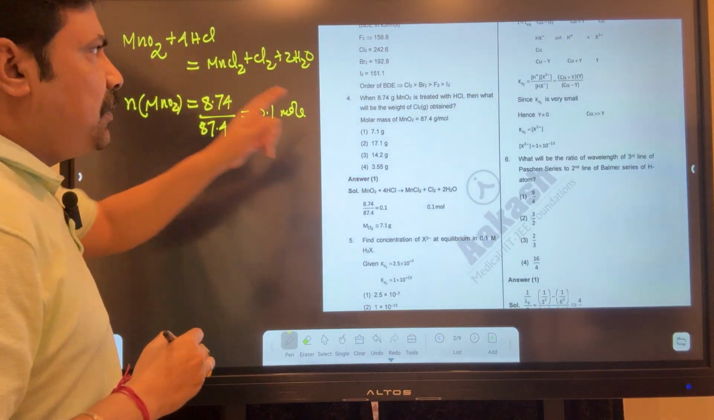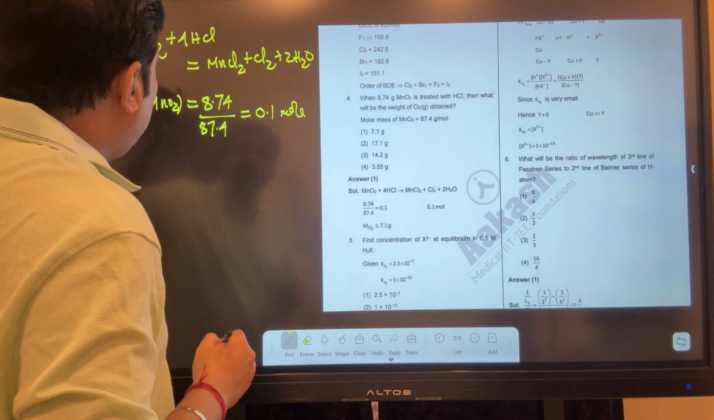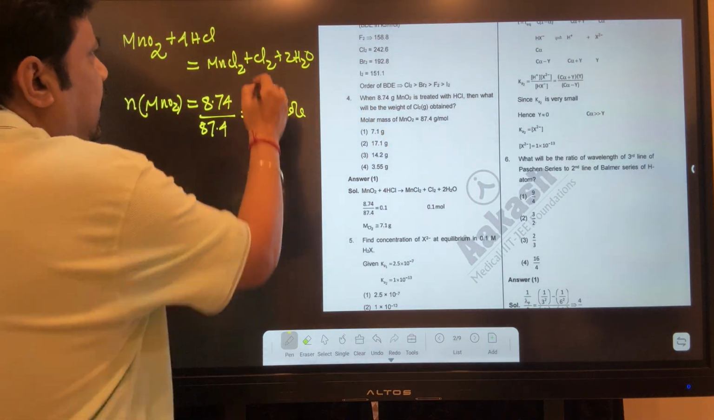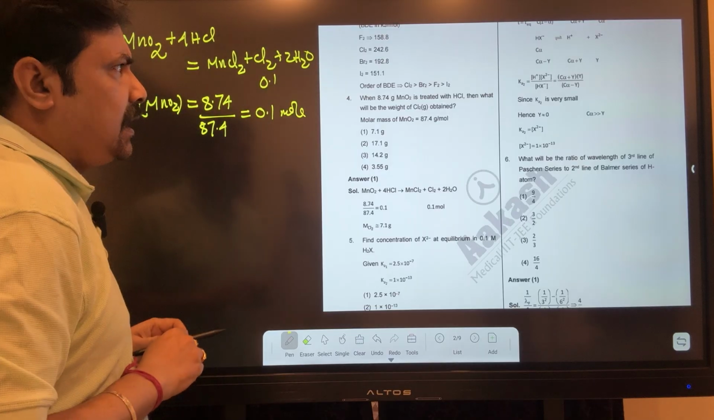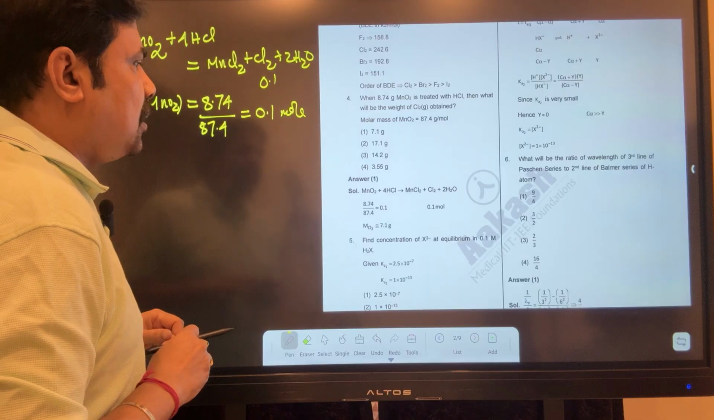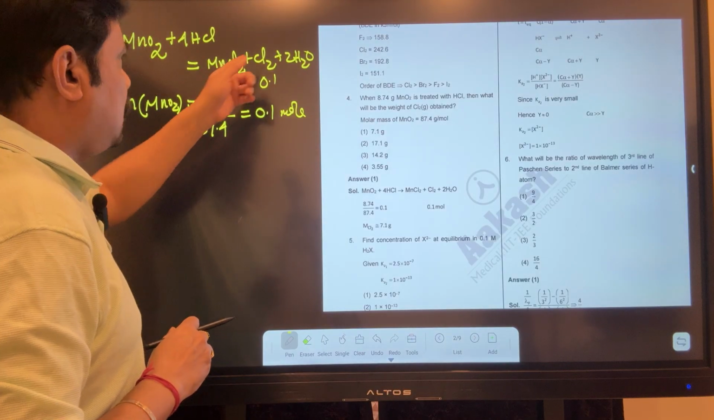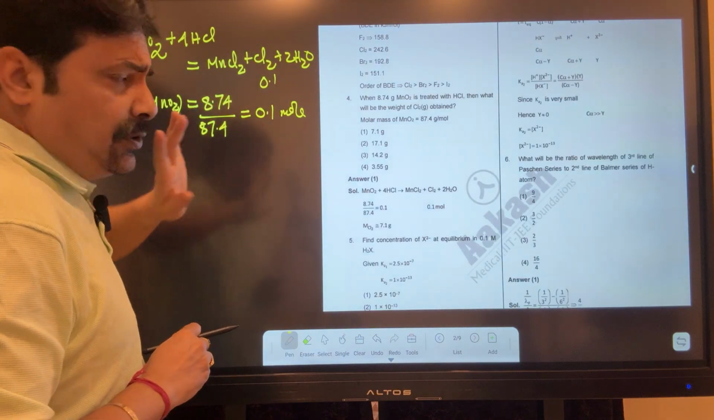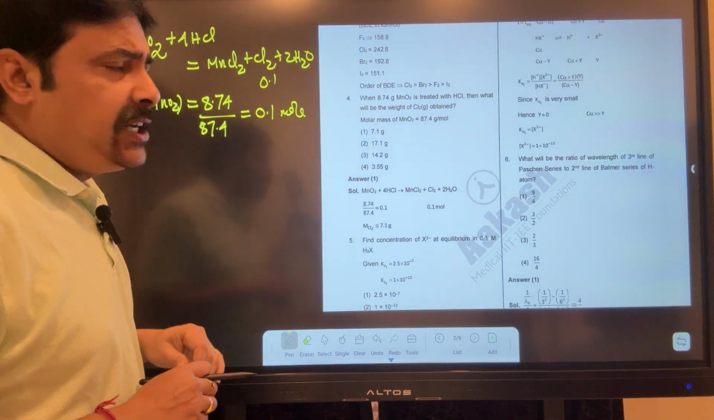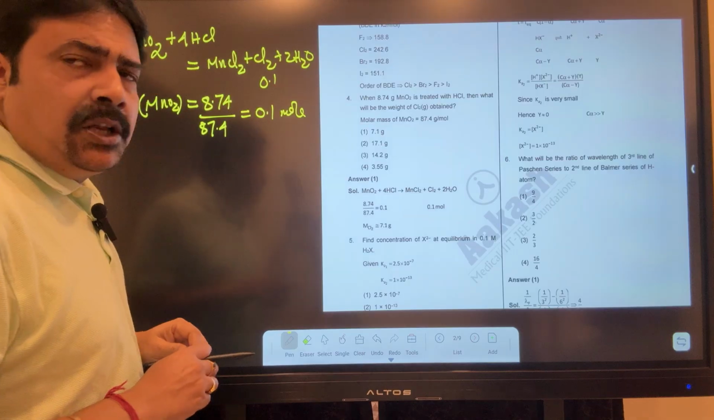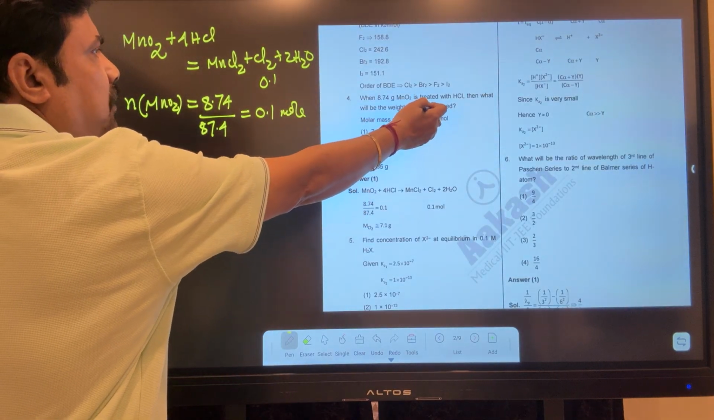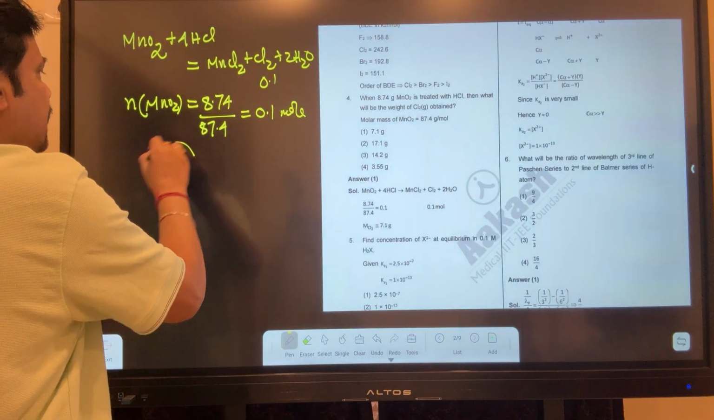Then 1 mole of MnO2 liberates 1 mole of Cl2. Obviously 0.1 mole will liberate 0.1 mole of chlorine. Then 1 mole of chlorine weight is 71 gram. Chlorine, not chlorine atom, chlorine molecule. So 1 mole of chlorine weighs 71 gram. Then 0.1 will be how much? 7.1 gram. That is your answer for how much chlorine is obtained, 7.1 gram.